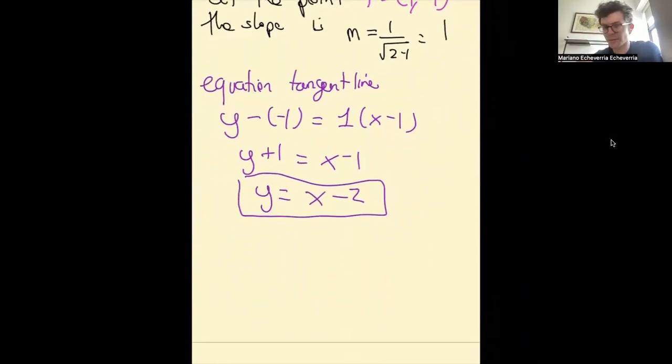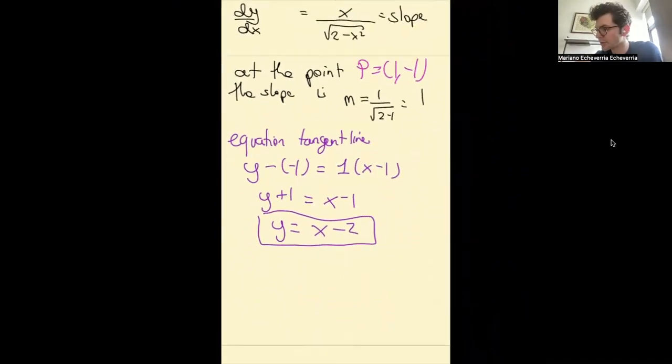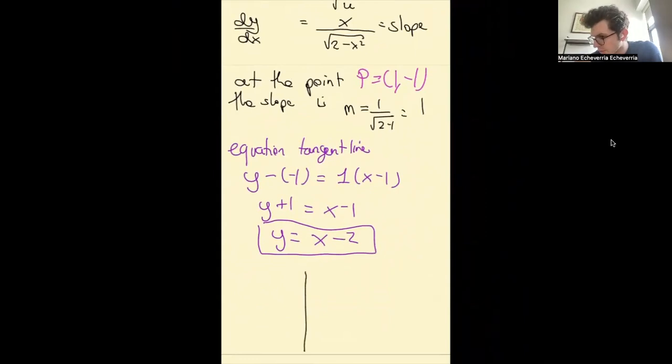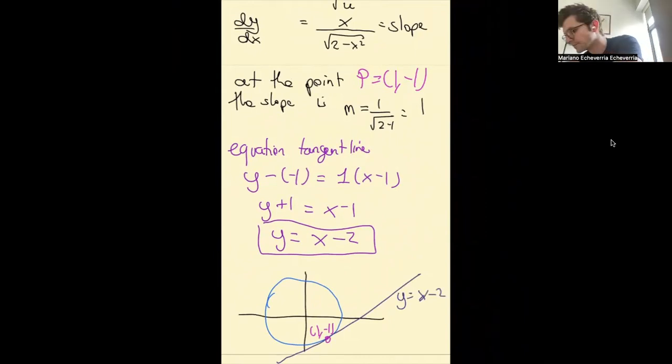So what I'm saying, back to the circle, let me zoom out, is that if you have the circle here, and you have this point 1 comma -1, the equation of the tangent line at this point would be y equals x minus 2. Is that making sense? Are there any questions about it up to this point?